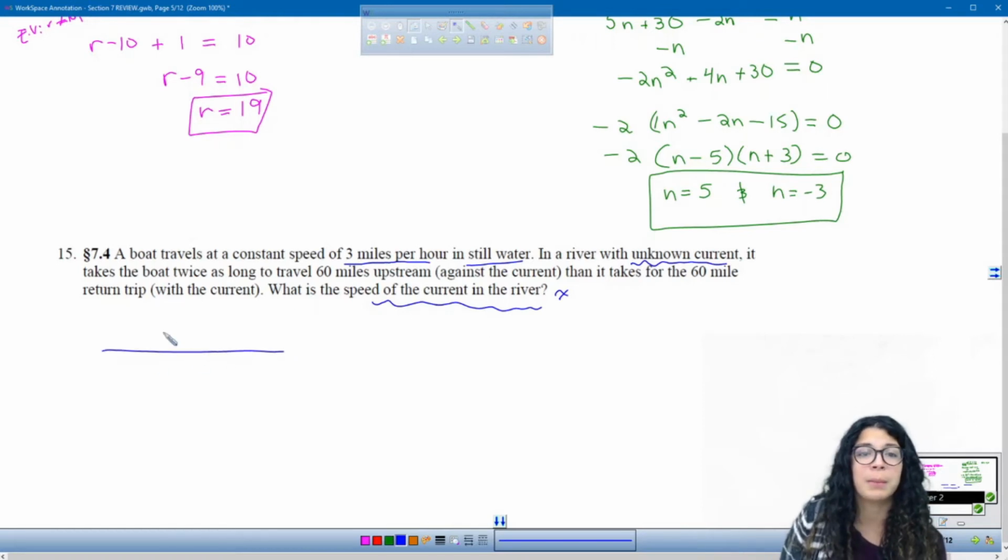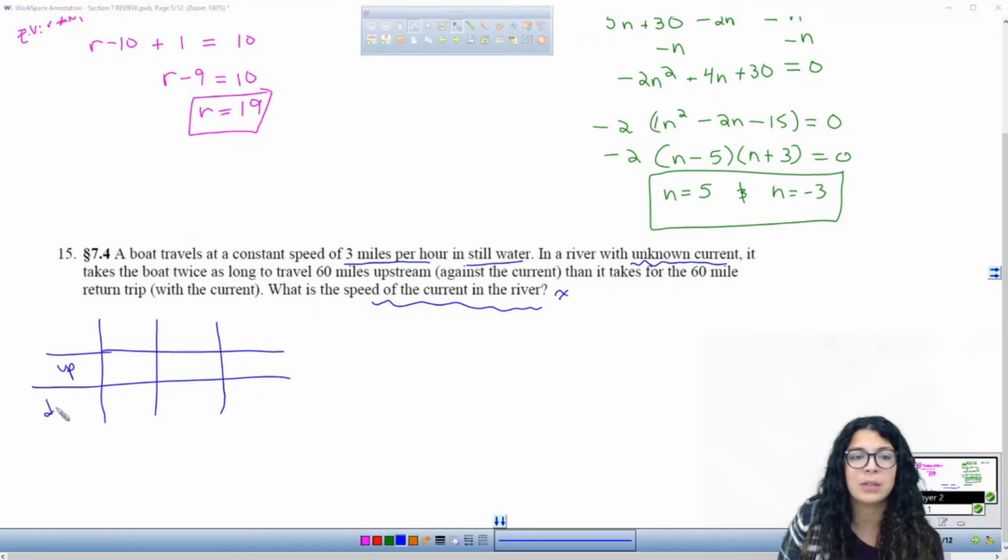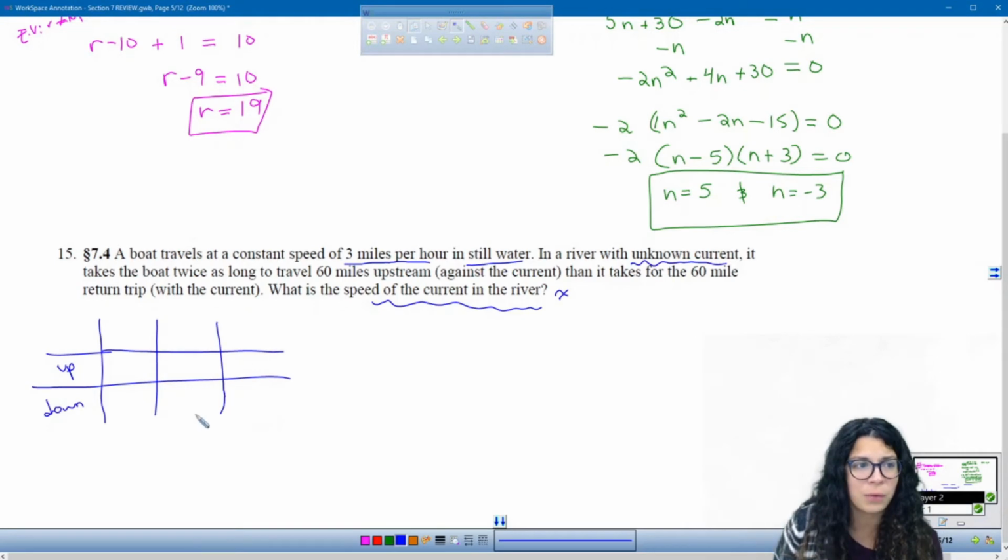Remember, for these word problems, we want to organize the information, okay? We usually have two things happening at once, right? So in this case, we are going upstream and we are going downstream. So I'm going to organize the information for upstream here, and for downstream here. We have the distance, we have the rate, and we have the time.